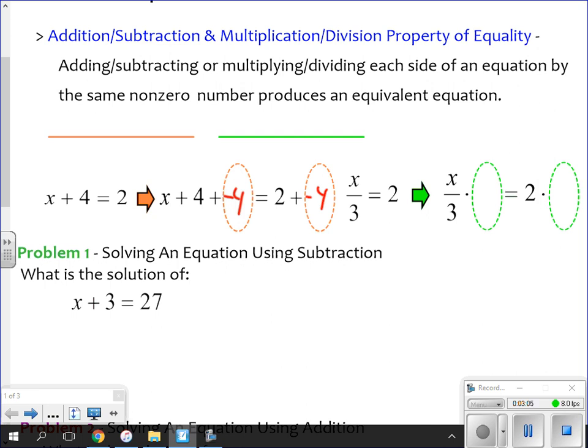If I have x divided by 3 is equal to 2, the opposite of division is multiplication, so I'm going to multiply by 3. And if I multiply that side by 3, I multiply that side by 3. I have to do it to both sides. If I do not do it to both sides, it doesn't work. And you have to show all your steps.